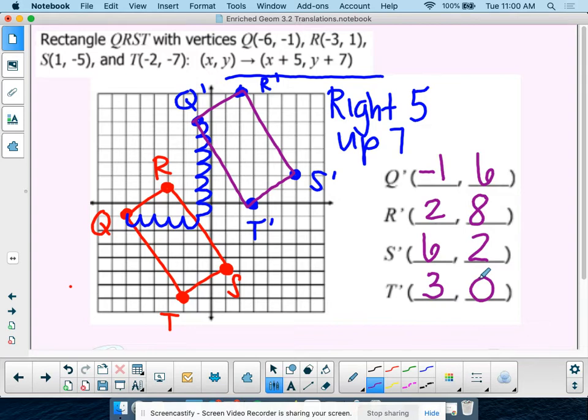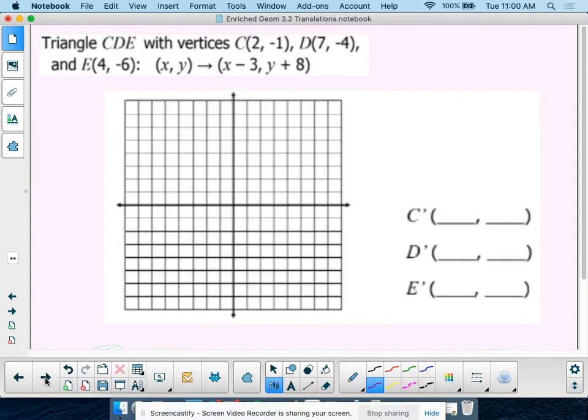Are you ready to do the next one? All right. Graph that triangle CDE.